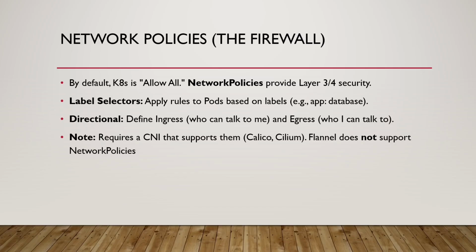It means that when we implement a network policy, it suddenly becomes allow only. When we allow a pod or service, only that service or pod can communicate with others based on our defined label selectors. It basically defines ingress, who can talk to me, and egress, who I can talk to. It requires a CNI that supports it, like Calico or Cilium. Flannel does not support network policies.